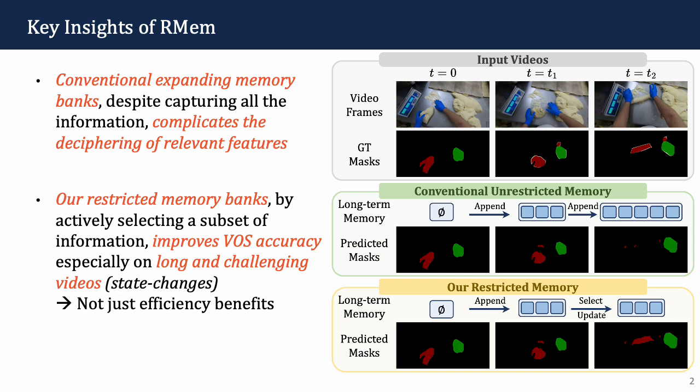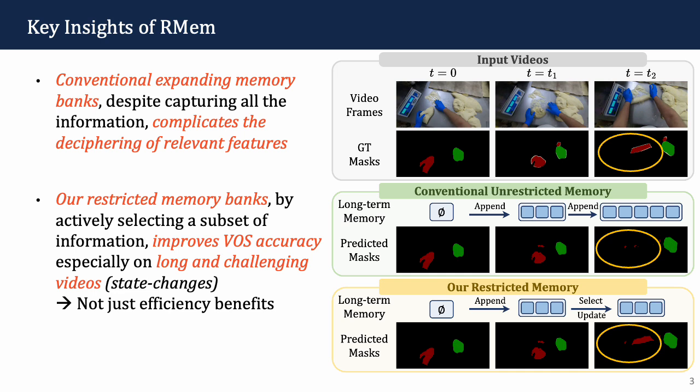On the contrary, we propose restricted memory banks, as shown below, which use a fixed-size memory bank, and this improves VOS accuracy, especially in challenging scenarios like long videos and state changes, which are both highlighted in this VOTST challenge. In this typical state change scenario, our restricted memory bank can precisely capture the objects, while the conventional approach cannot.